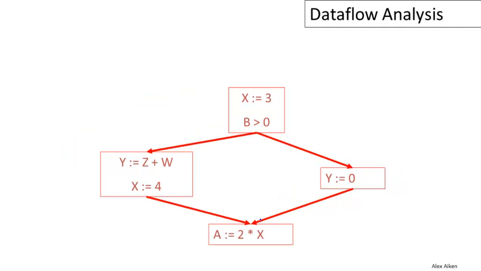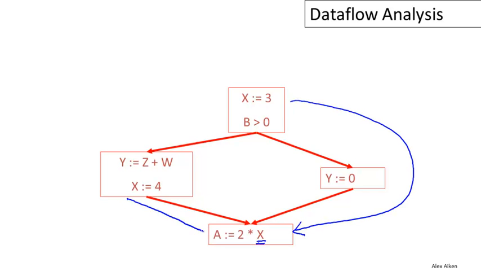In contrast with this use of x in this example, we have a path here where x is assigned 3, and we have a path here that reaches along this path. Let me draw the whole path, actually. And along this path, the last assignment to x is 4, and so we cannot propagate any constant value to this use of x.